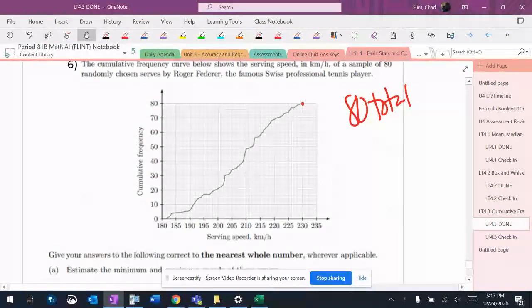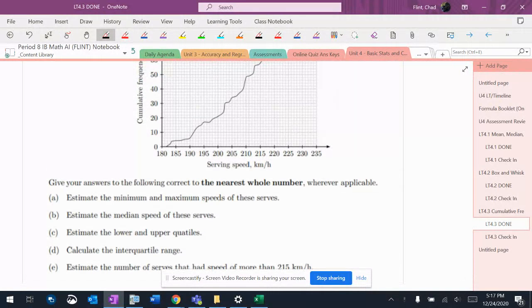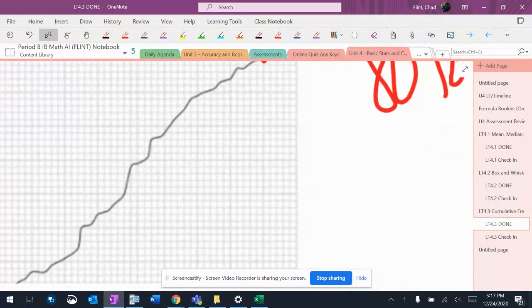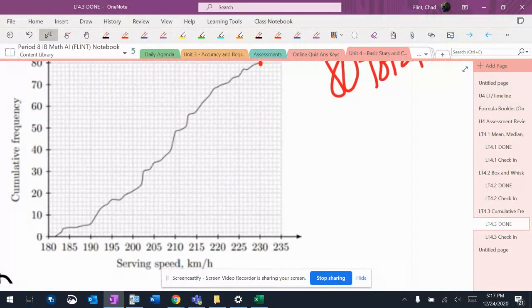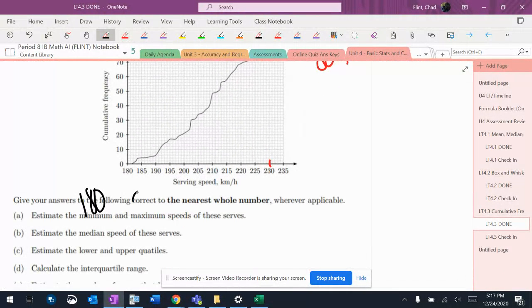Okay, it says find the min and max speeds of the serve. Well, it's where the stuff starts and ends. So the minimum is 180. The maximum is going to be the number at the end of this graph, the number underneath that red dot, which, follow it down, is right there, 230. So his serves range from 180 to 230.